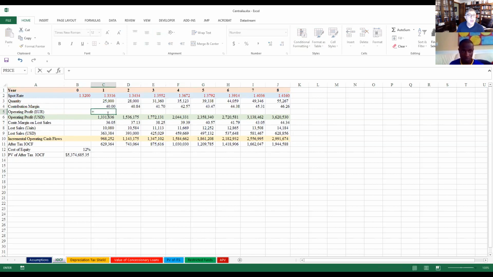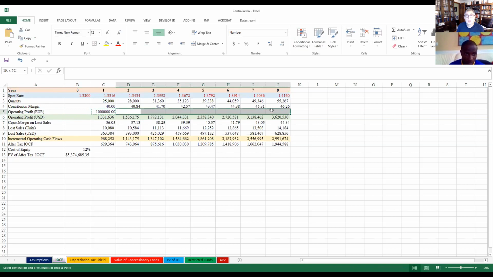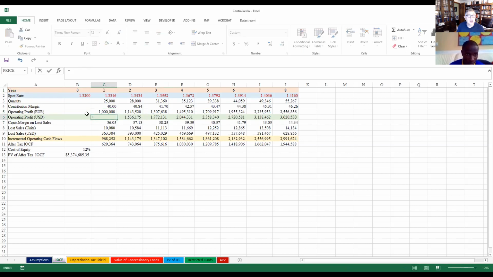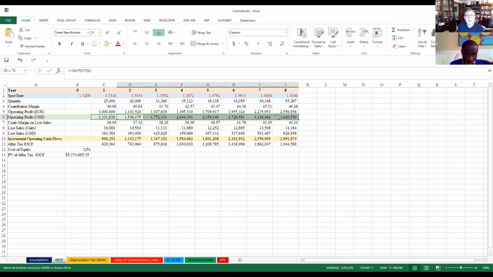So the operating profits in euro terms are going to be these figures. These are all in euros. And once they are multiplied by the exchange rate, we're going to get the dollar equivalent of those revenues. So these are our dollar revenues, or actually the dollar contribution margin.